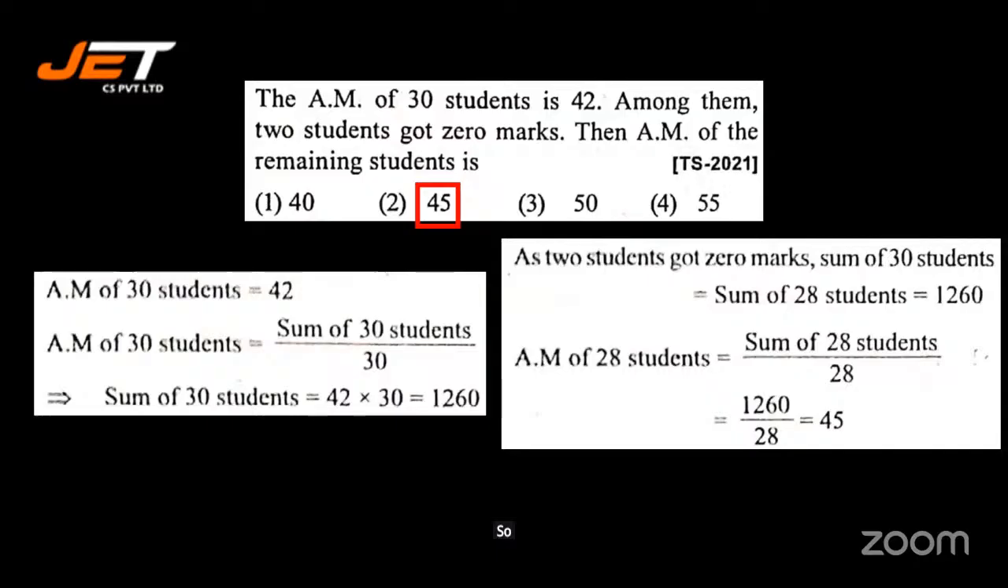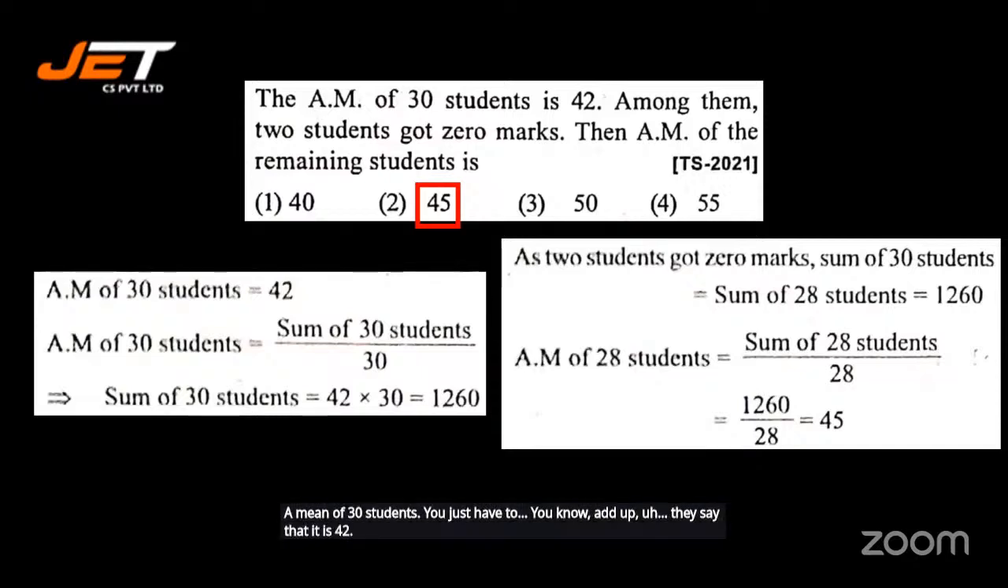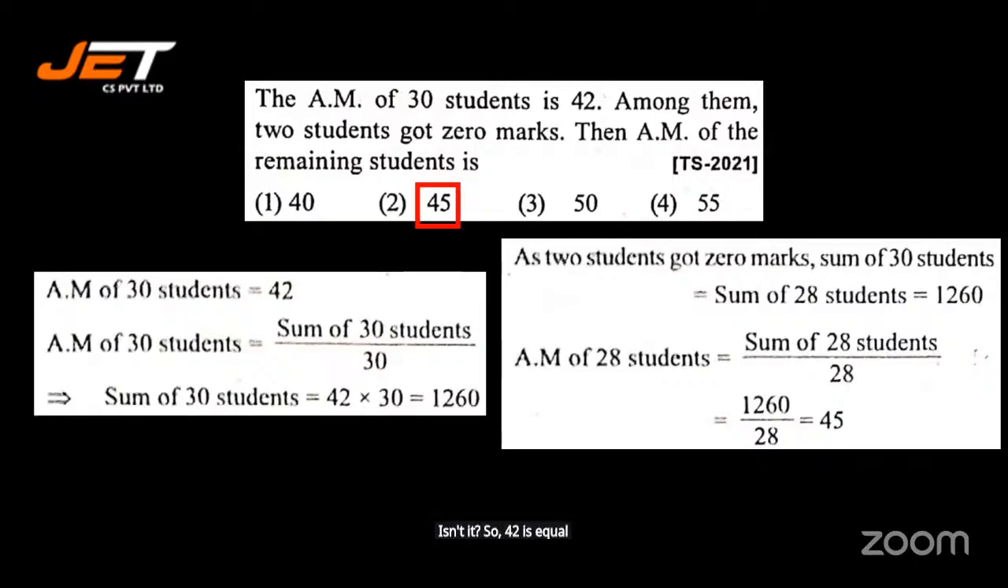So therefore sum of 30 students is equal to, what is arithmetic mean of 30 students? You just have to add up, they say that it is 42, isn't it? So 42 is equal to sum of 30 students divided by 30. So sum of 30 students will become 30 into 42, which will give 1260. So now we want only 28 students. So 1260 divided by 28 students, that would give us the arithmetic mean of 28 students.